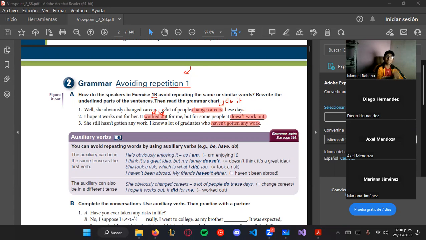Traten de cuando les pida la explicación, try doing it in English. Traten de igual hacerlo en inglés. Don't worry if you make mistakes. That's why I'm here. Para eso estoy acá, so I can correct you. But do it. Try it.